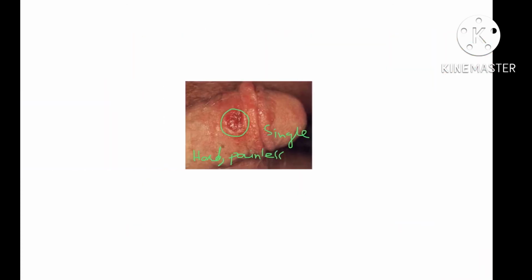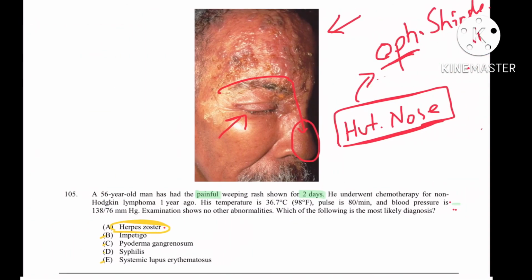So this was the question of today. It is the ophthalmic division, and the disease is shingles, and the causative organism is herpes zoster. So the treatment is acyclovir, which can be given to the patient.